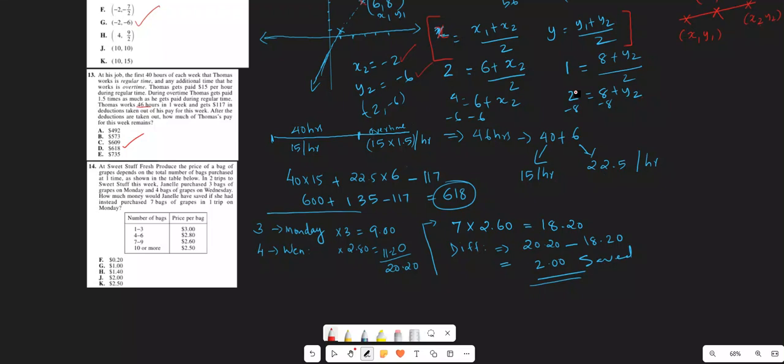Okay, moving on to the last problem. Sweet Stuff Fresh Produce. Pause the video and read the question. The question is, if she purchased 7 bags of grapes in one trip on Monday, look at the price for 7 bags, $2.60 each. So 7 times $2.60 is $18.20. If she buys 3 bags on Monday and 4 bags on Wednesday, the price is this. The difference between these two is the savings. So $2 is the savings.